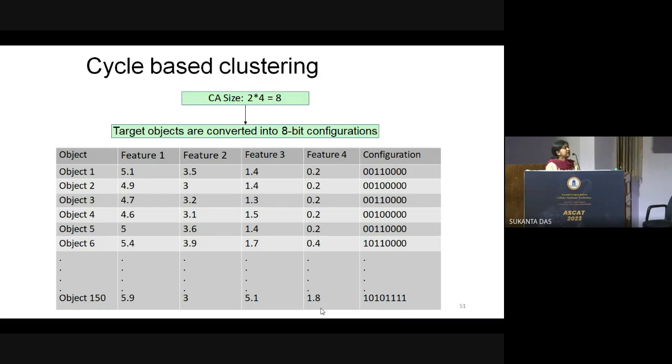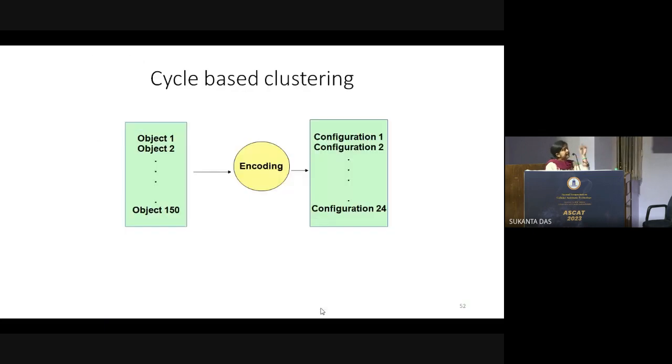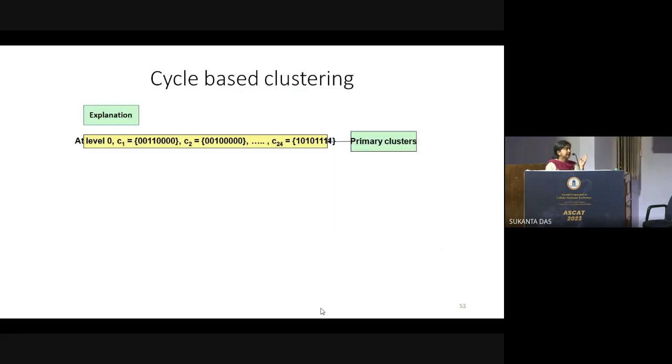Here objects are 150, but if you look, you can find only 24 distinct configurations. That means I am not clustering 150 objects, I am mainly focusing on 24 configurations. And here we can say every configuration is called a primary cluster. So at the initial level, all the configurations belong to a cluster.